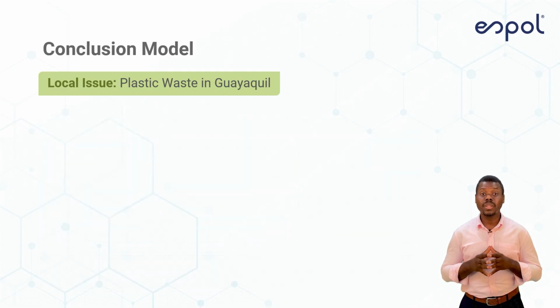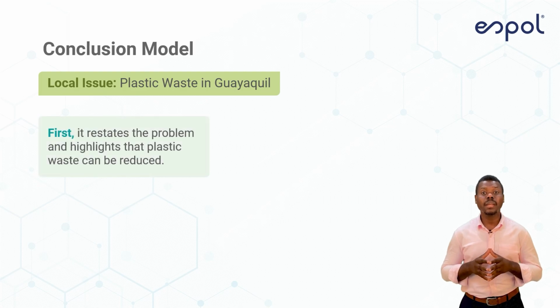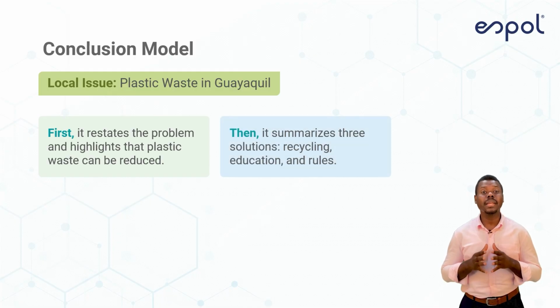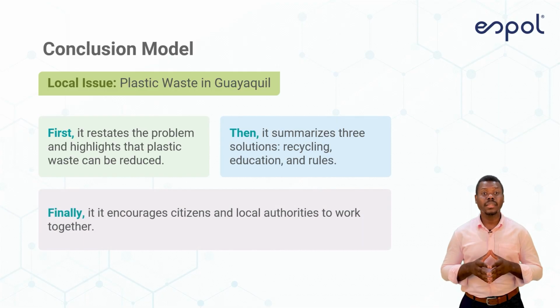The conclusion brings the presentation to a strong ending. First, it restates the problem by reminding the audience that plastic waste is serious but can be reduced. Then, it summarizes the 3 solutions: more recycling points, education campaigns, and stronger rules. Finally, it gives a call to action by encouraging citizens and local authorities to work together.